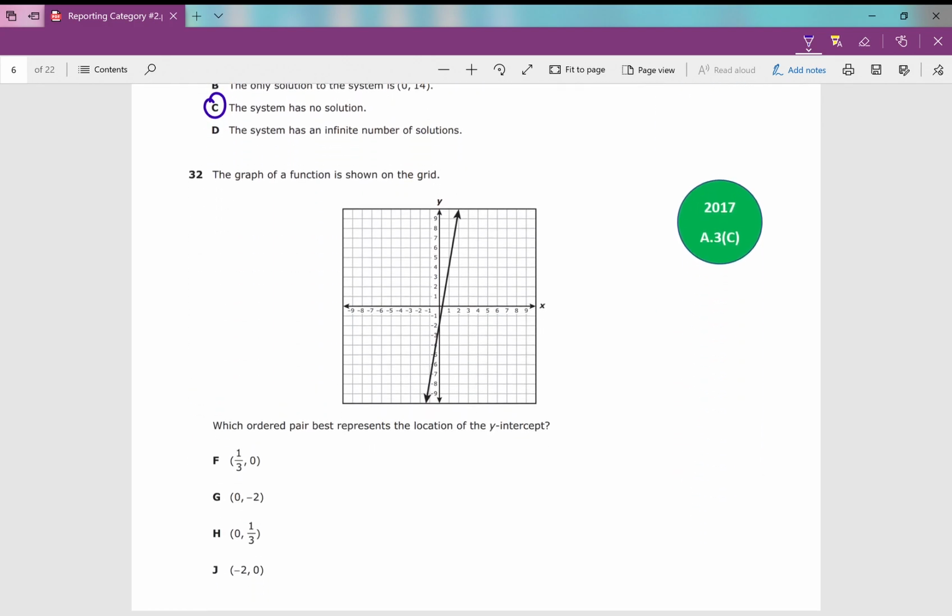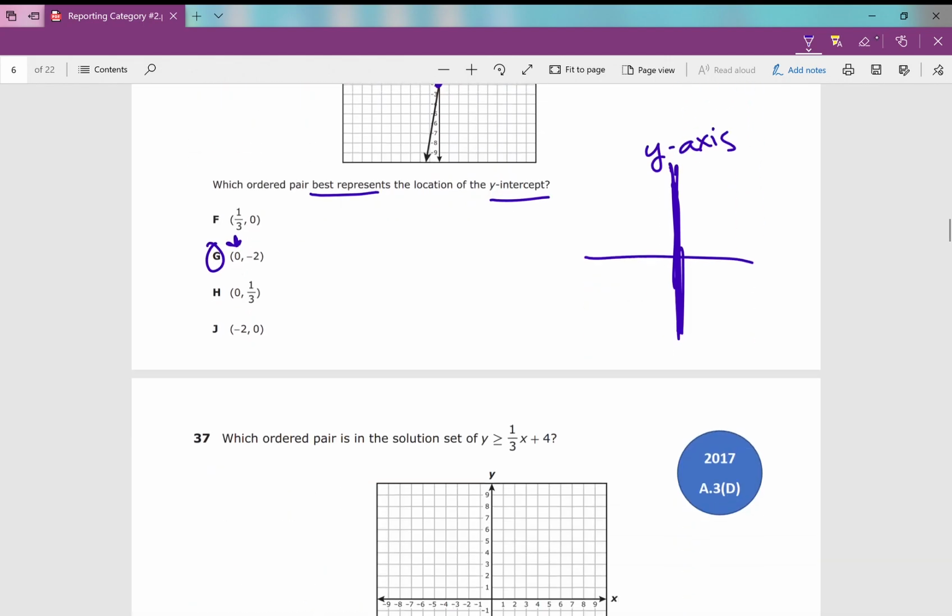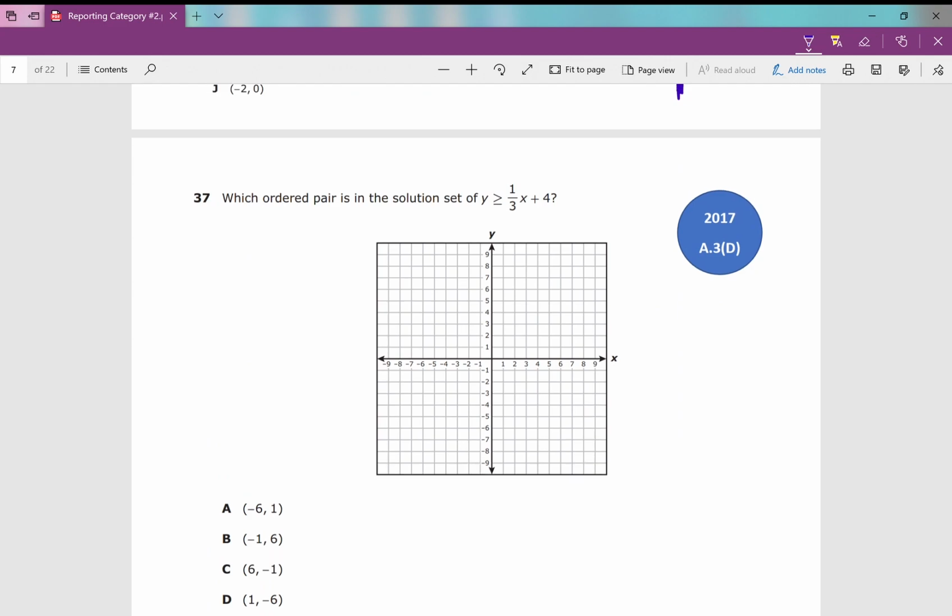The graph of a function is shown on the grid. Which ordered pair best represents the location of the y-intercept? Okay, here's my y-axis. So wherever it crosses this y-axis is my y-intercept. Right here, well, what ordered pair is that? 0, -2. Okay, the y-intercept is when x is 0. So my x value is 0, y value is -2. All right, moving on. Let's go to number 37.